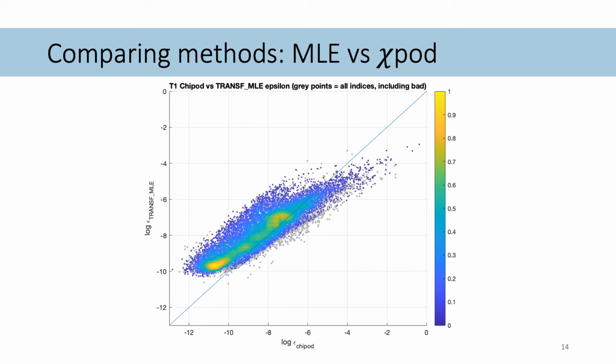Here's a comparison of how the methods actually perform on our data. Every measure of epsilon, determined using the chi-pod method, is shown on the x-axis, and the MLE method is on the y-axis. Note here the thin blue 1-to-1 line. So we see that the MLE method tends to overestimate comparatively when epsilon is small, or when turbulence is low, and the chi-pod tends to overestimate when epsilon is big, or when turbulence is high. So a large part of this project is just understanding why and under what conditions the methods differ.